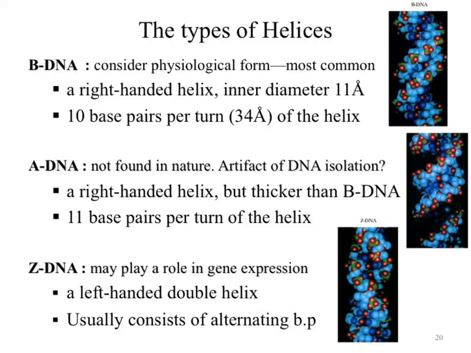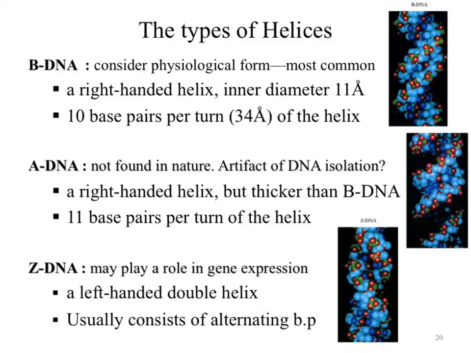So we're still looking at a right-handed helix, but it's a little bit thicker than B DNA. We're looking at 11 base pairs per turn. So we're kind of squishing it so we can put some more base pairs within each of those rotations.